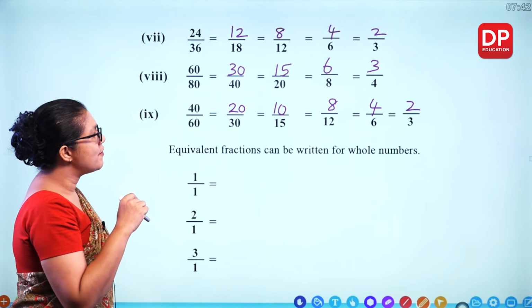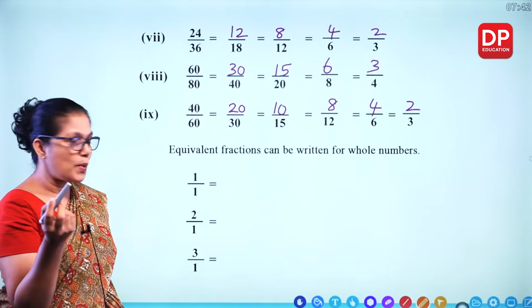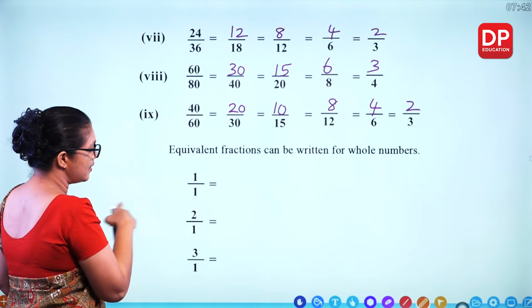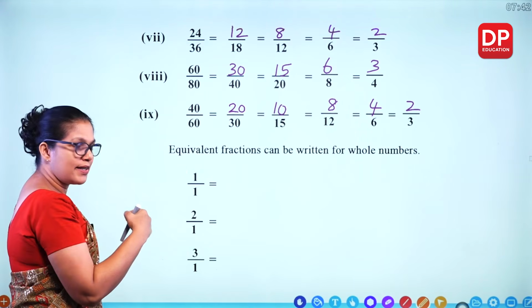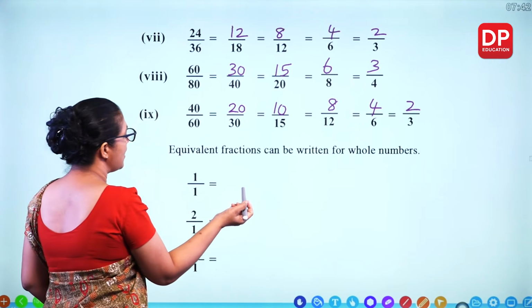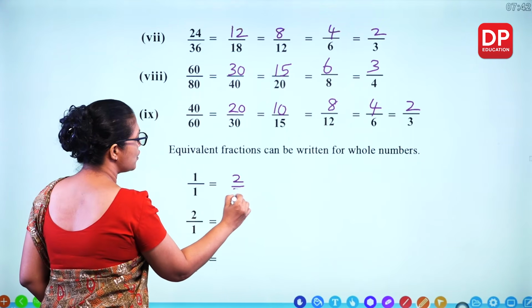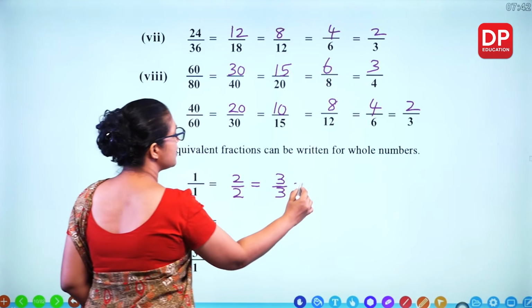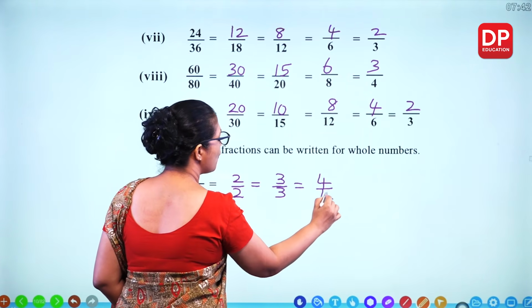Equivalent fractions can be written for whole numbers as well. Whole number 1, we can write 1 over 1. 2, you can write 2 over 1. 3, you can write 3 over 1. Now multiply by 2, 2 over 2. Multiply by 3, 3 over 3. Multiply by 4, 4 over 4.